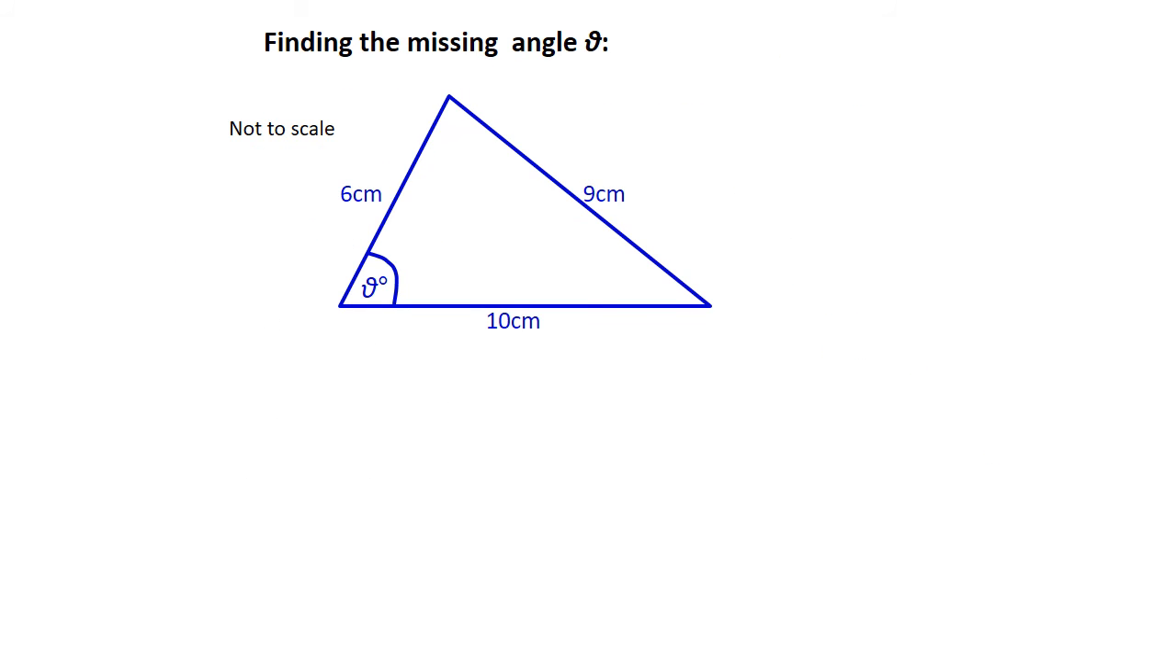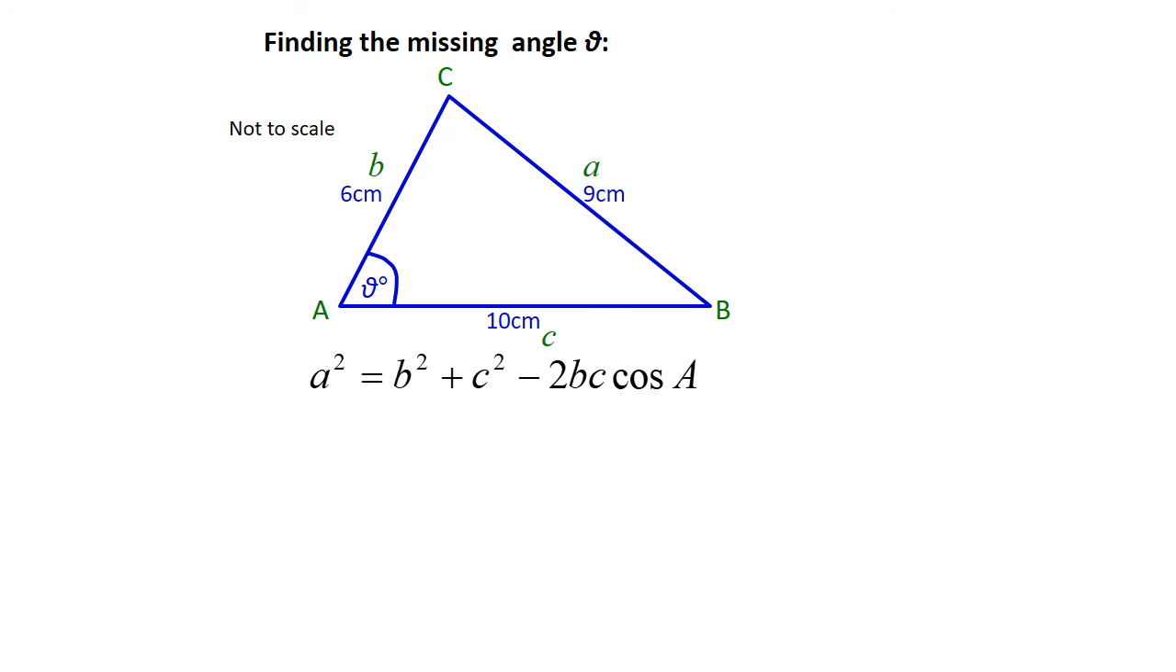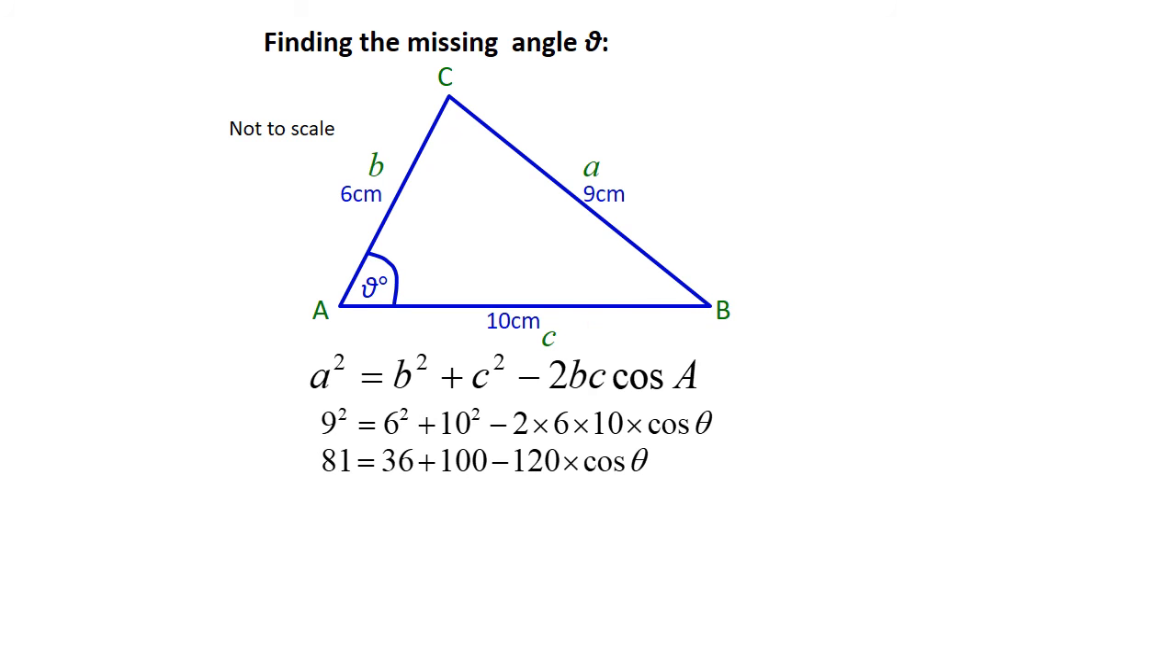Last one, so find omega. So on this one, is it a right angle triangle? No. Is it a matching pair? No. Use the cosine rule. So we're going to label the sides, calling the missing angle A. So this is one with an angle. So we've got a squared equals b squared plus c squared minus 2bc cos A. So we're filling in what we've got, and we'll simplify it down.